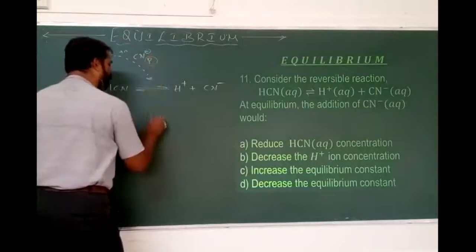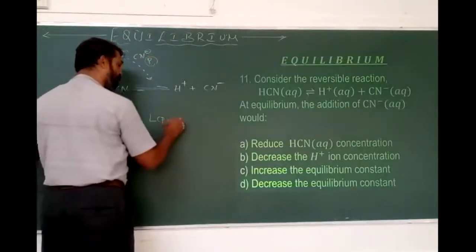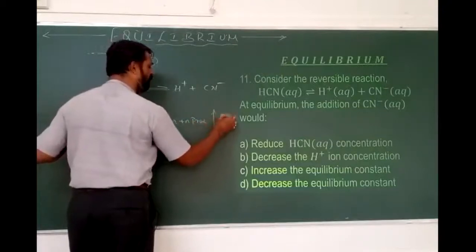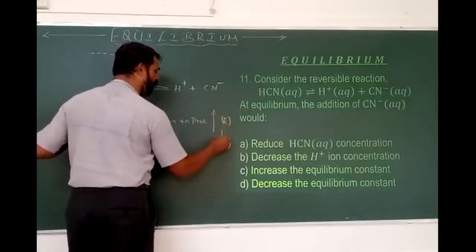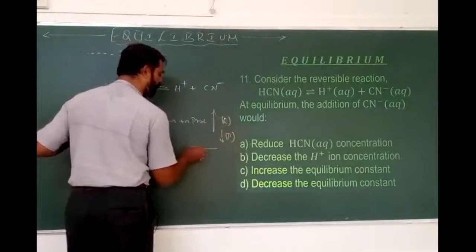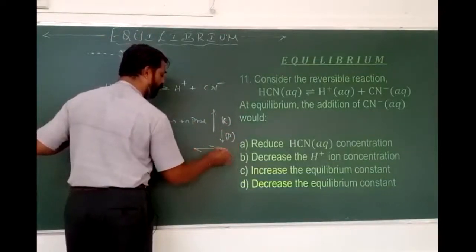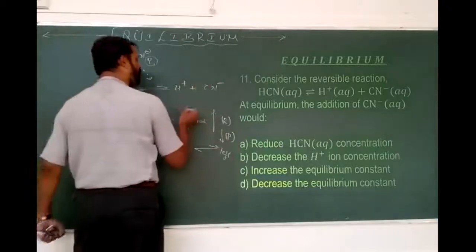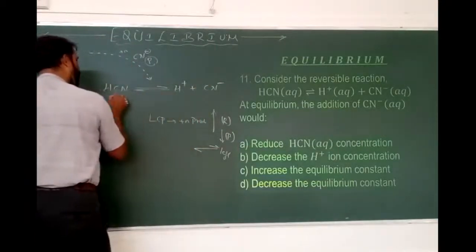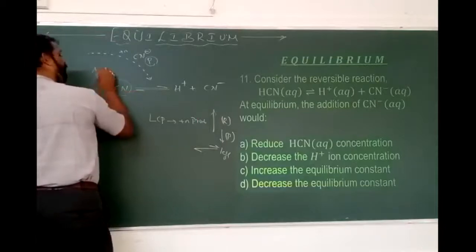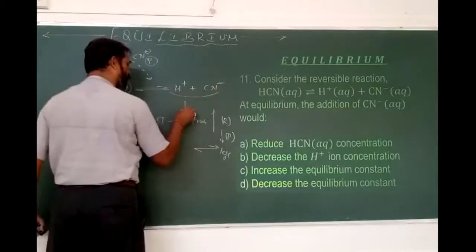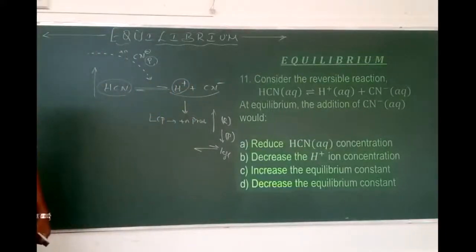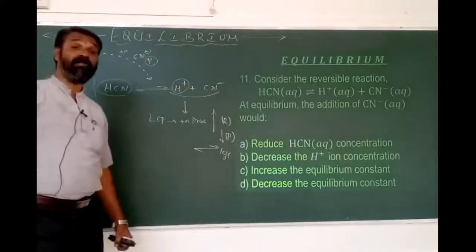We know that according to what? LCP. Addition of product increases the concentration of the reactant, decreases the concentration of product, shifting the equilibrium towards the what? Left. So here, with CN minus addition, what happens? The HCN concentration goes on increasing and these two concentrations go on decreasing. Preferably the H plus concentration goes on decreasing, because according to the concept of what principle?